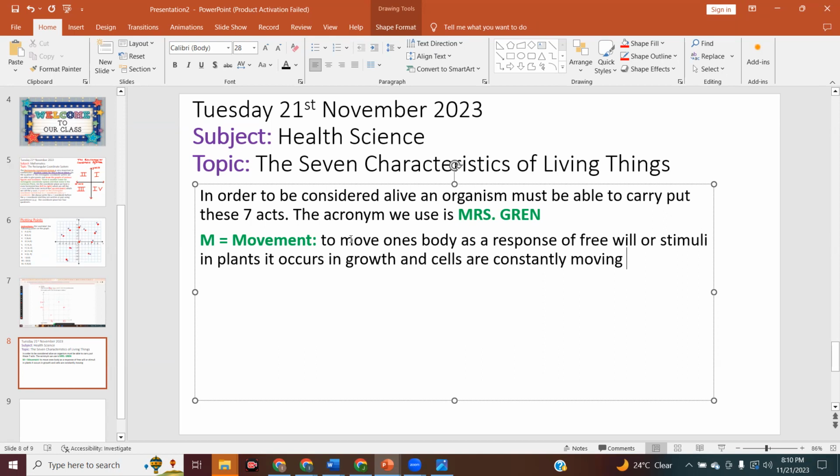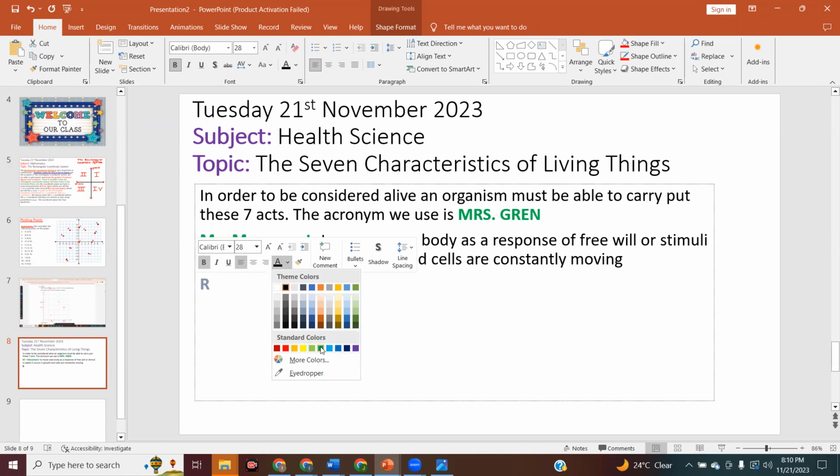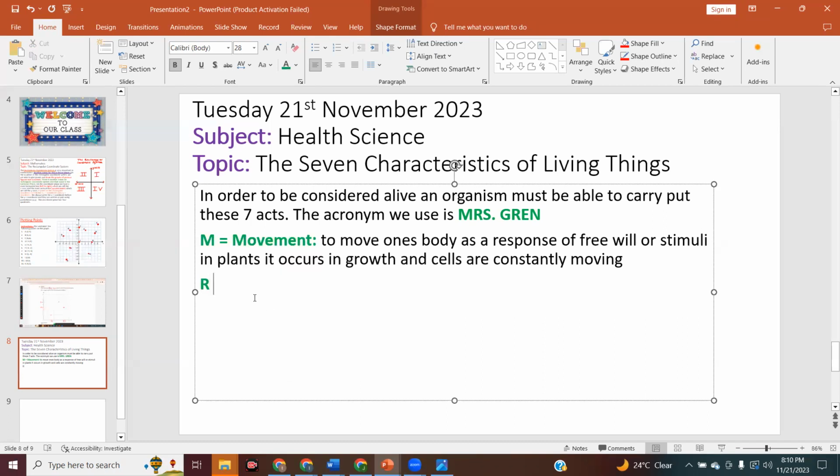Now the R, the R stands for what? Respiration. Close. I don't want to do respiration yet. I want to do reproduction. Reproduction. Very good. So reproduction.